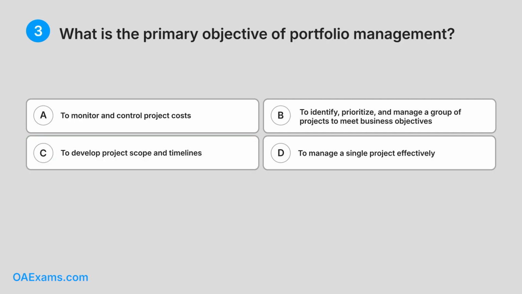3. What is the primary objective of portfolio management? A. To monitor and control project costs. B. To identify, prioritize, and manage a group of projects to meet business objectives. C. To develop project scope and timelines. D. To manage a single project effectively. Can you guess the answer?